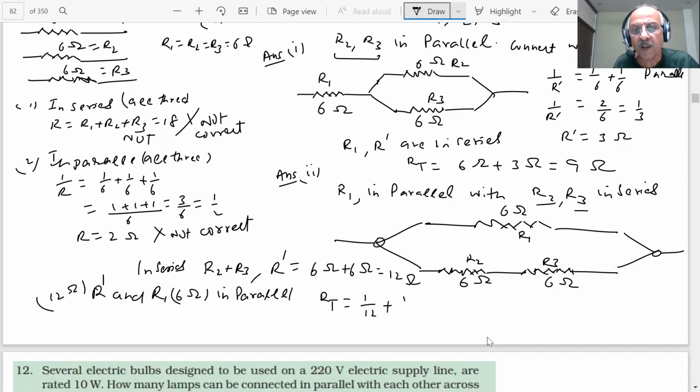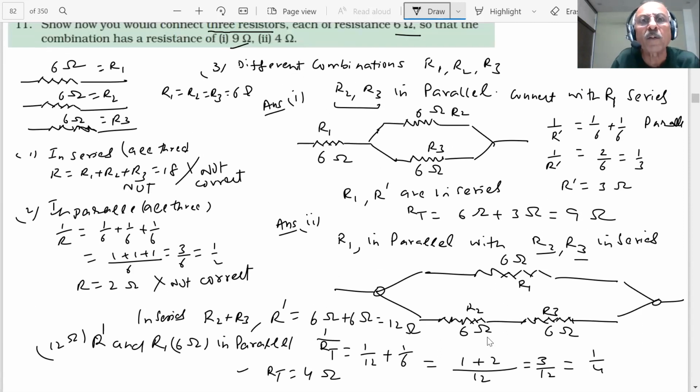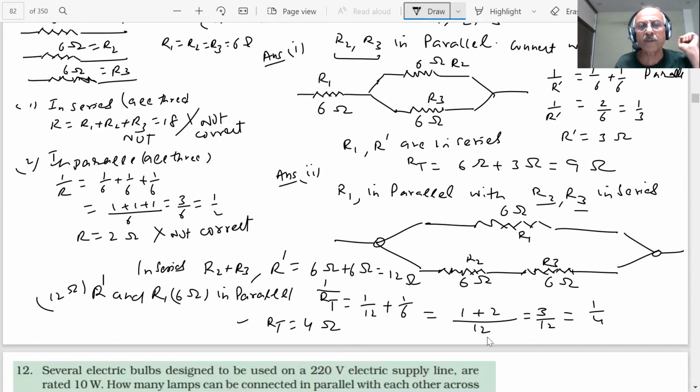So what will be the total resistance, students? 1 by 12 plus 1 by 6. How much is it coming, students? 1 by 12 plus 2 by 12, that is 3 by 12, which means 1 by 4, students. So 1 by RT is equal to 1 by 4. What will be RT then? 4 ohms. Is that the second answer? Okay. Got it?